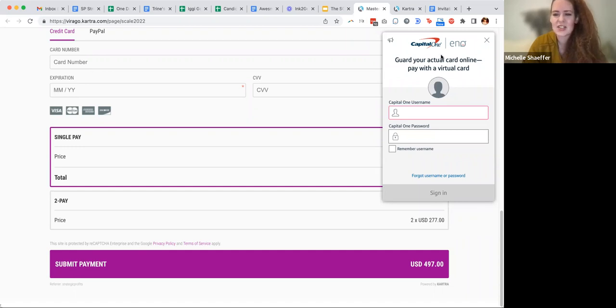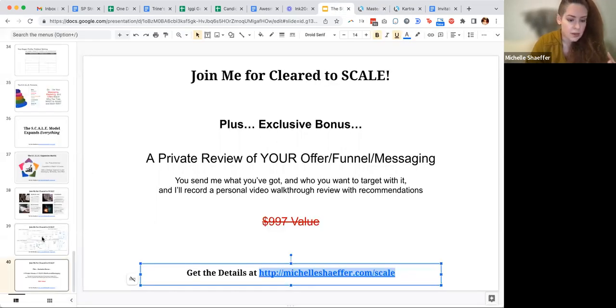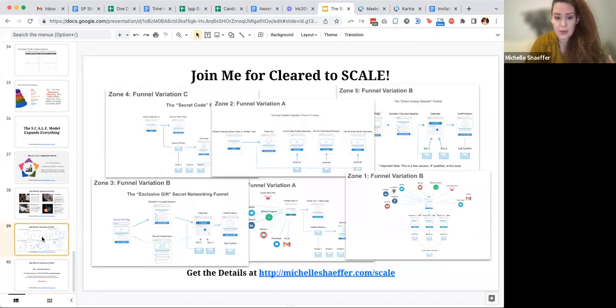How long is each session? So it generally takes between 60 and 90 minutes to go through each of these levels because we are going through, I showed here a minute ago, specific funnel maps for them, right?